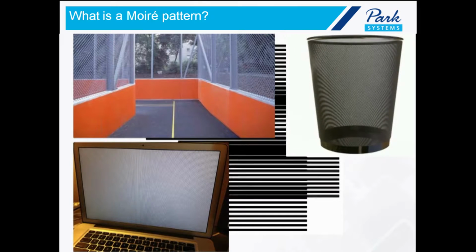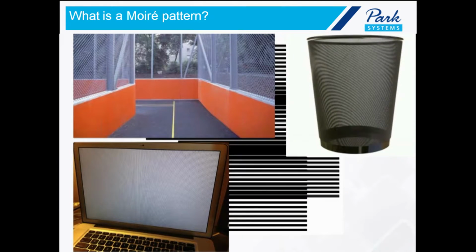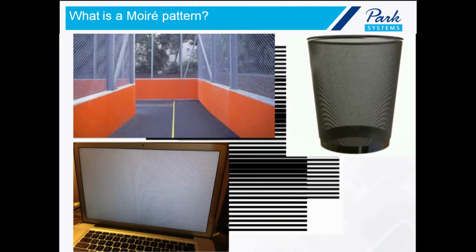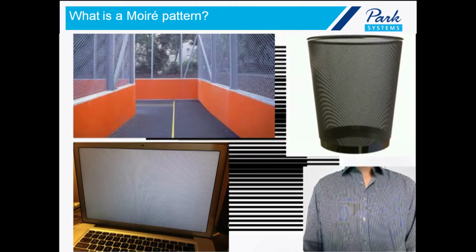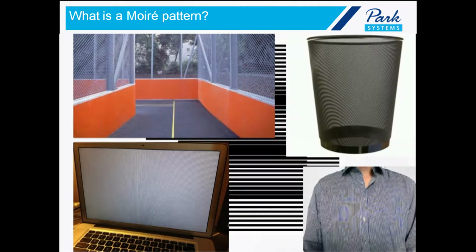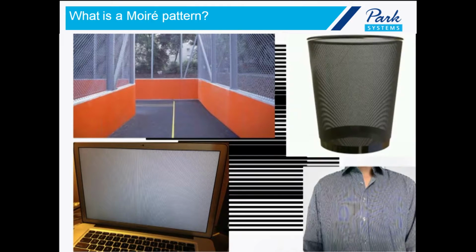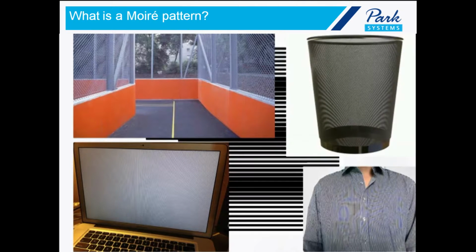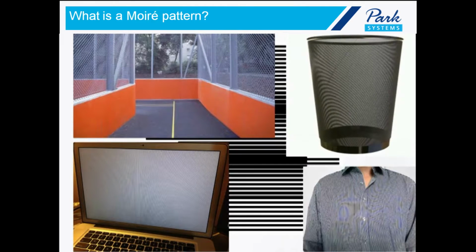You might also see it on your laptop screen. Some screens' constructions also display a Moiré pattern depending on what angle you view the screen from. And sometimes when you're shooting someone on a video camera, if they're wearing a shirt that has a lot of stripes or bars on it, like this person's shirt right here, you might start to see that on the footage that you've recorded.